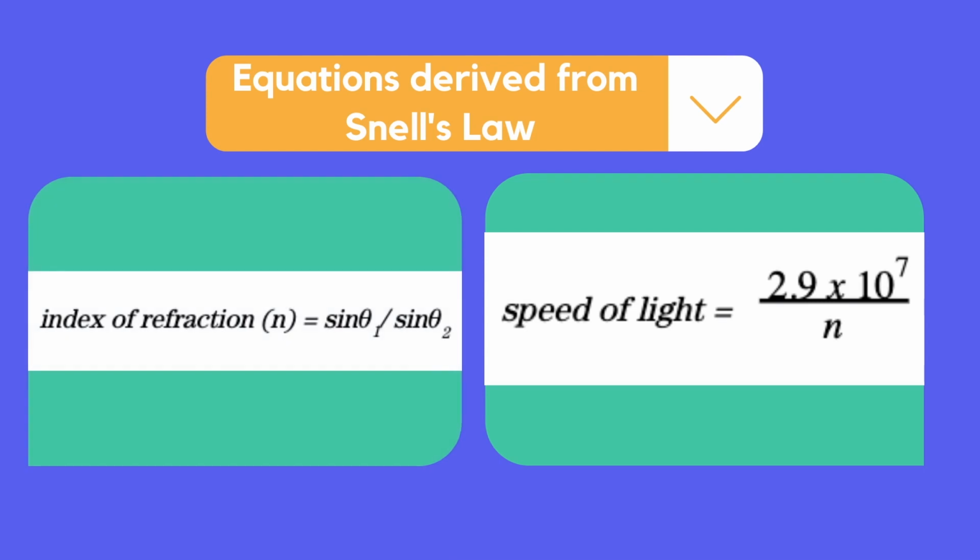Here are the equations derived from Snell's law to be able to compute for the index of refraction and speed of light. The index of refraction can be computed by sine of angle of incidence divided by sine of angle of refraction, while the speed of light can be computed by the equation 2.9 times 10 raised to the 7th power divided by the index of refraction.